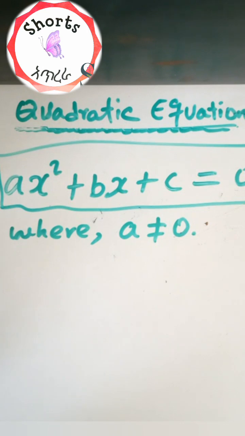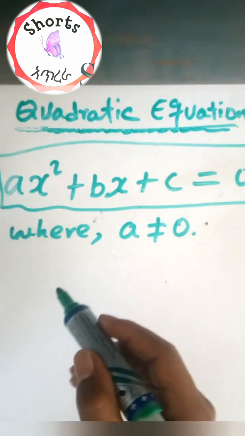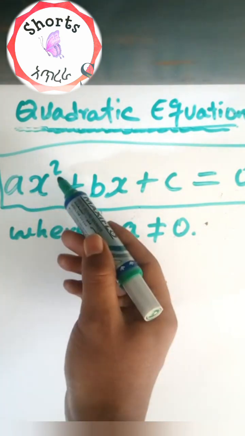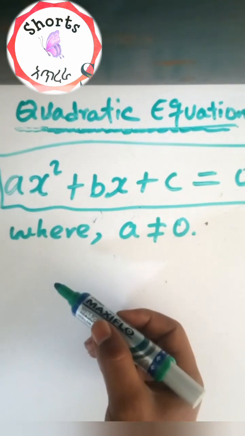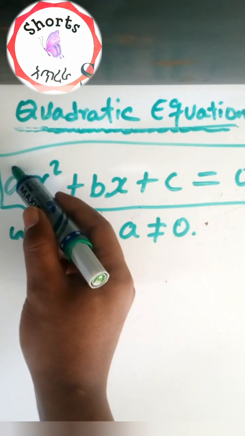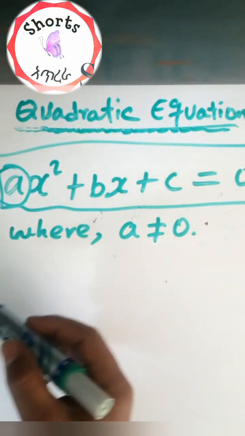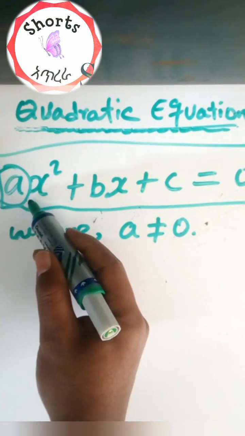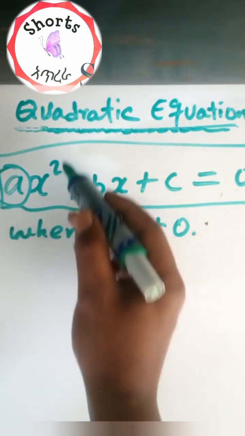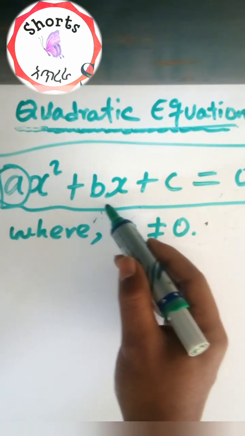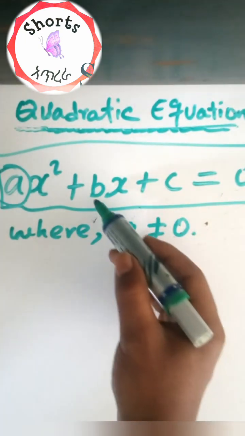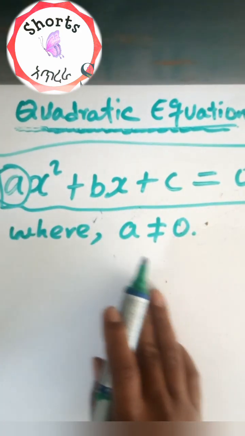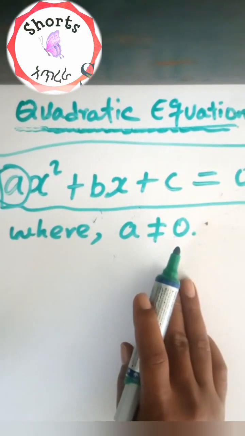The main property is that for a quadratic equation, the highest exponent of the variable is 2, and the leading coefficient, which we call a, must be different from 0. In case the leading coefficient is 0, our equation will be reduced to a linear equation or a constant term, depending on the value of b. In general, a quadratic equation will have this form.